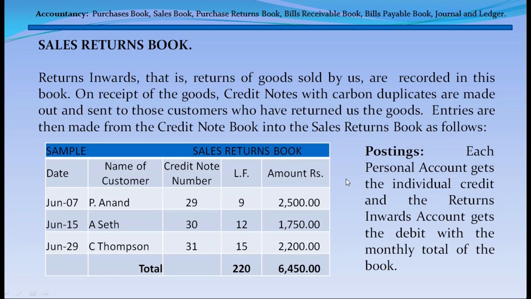Each personal account gets the individual credit and the returns inward account gets the debit with the monthly total of the book.